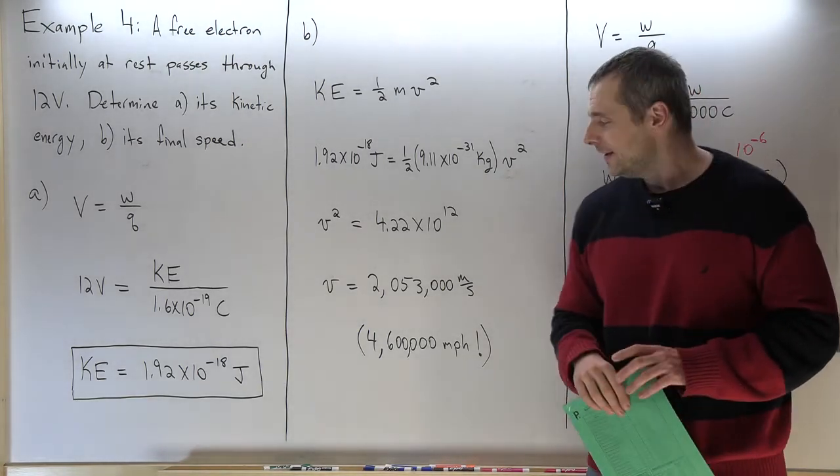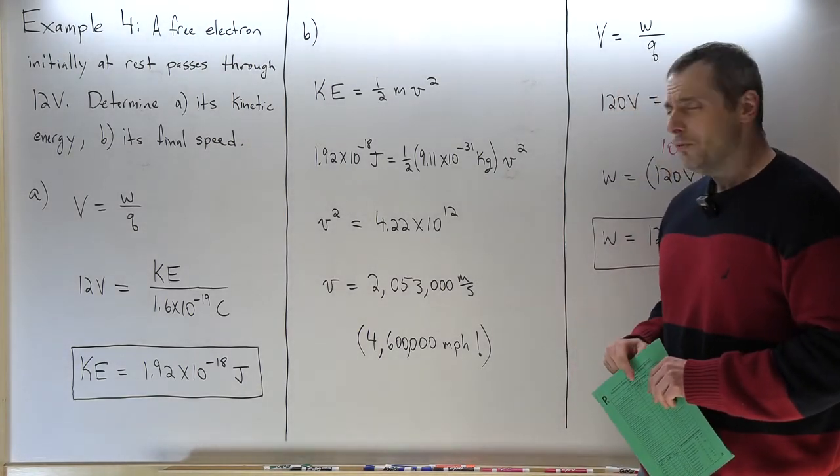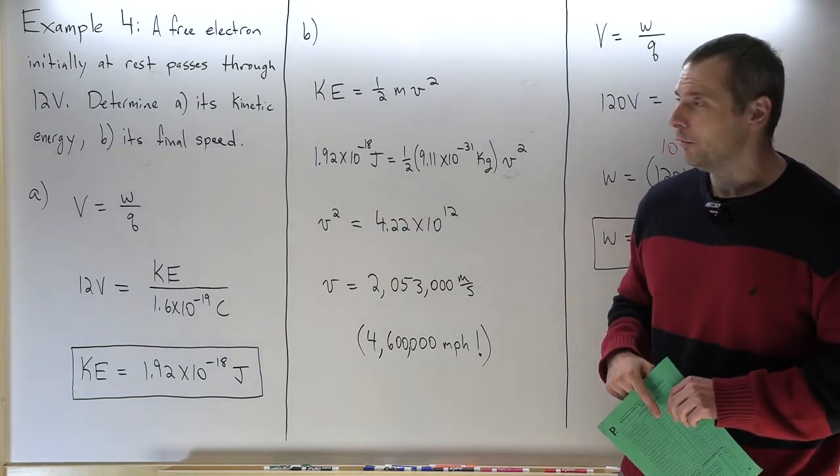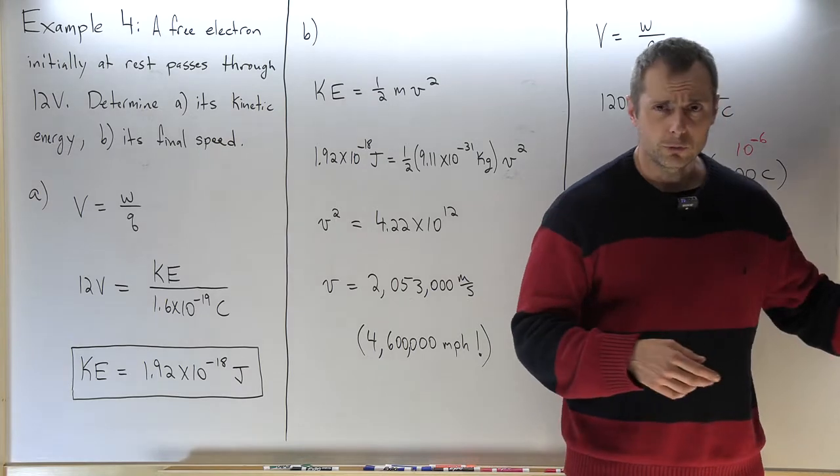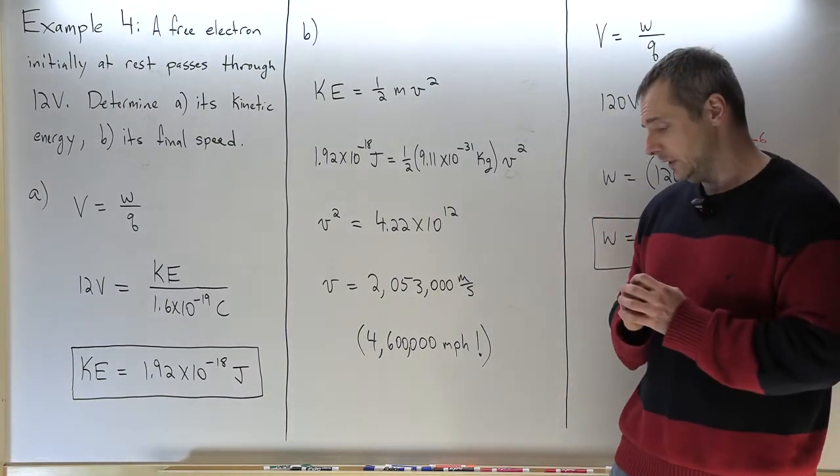2,053,000 meters per second, which, by the way, is over 4 million miles per hour for one electron going through just a 12-volt battery. It really gets going very rapidly because of the small mass of the electron.